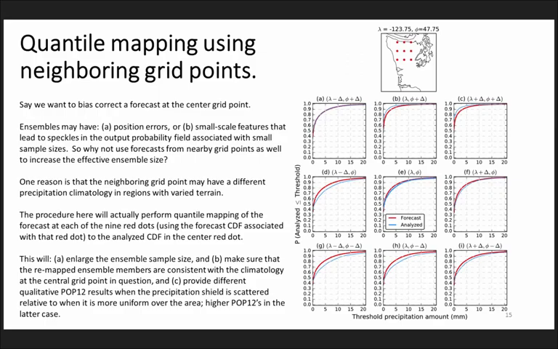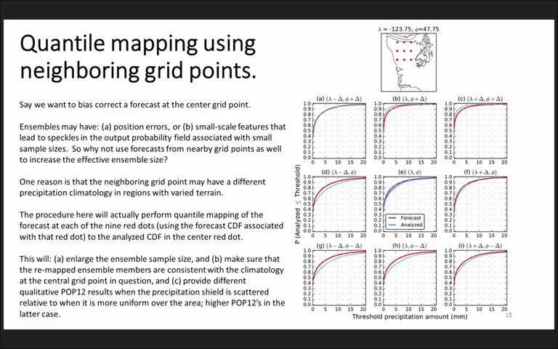Okay, so in the very top panel of this multi-panel figure, I'm showing you 9 dots here. Let's say that we're interested in post-processing at that most central dot. For each of those 9 dots, I'm showing you the cumulative distribution functions in the 9 panels here. Let's consider the center column B, E, and H.